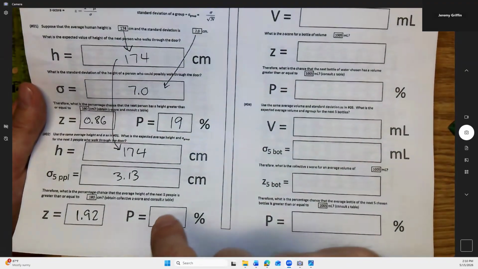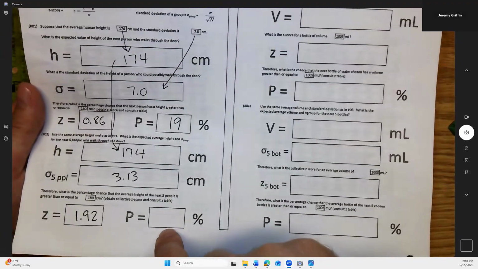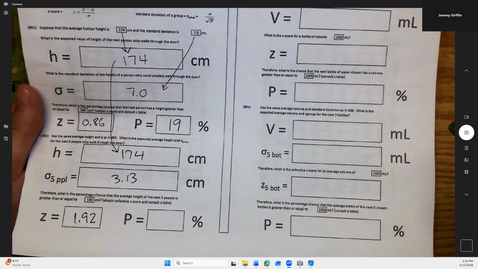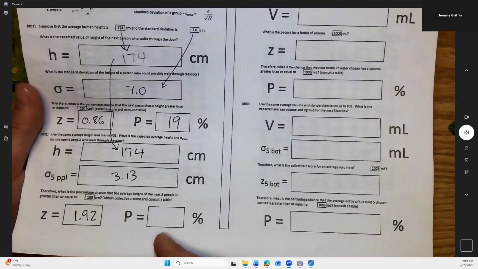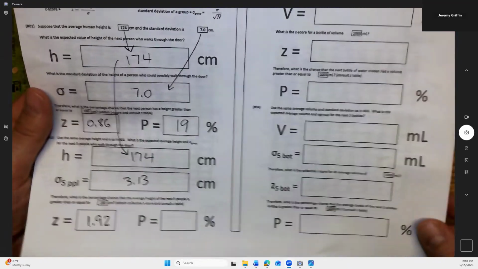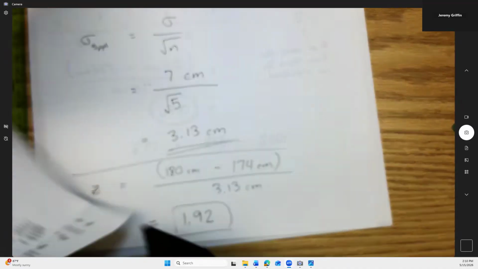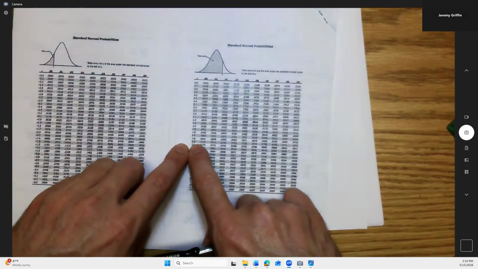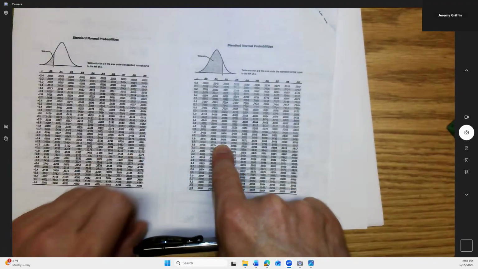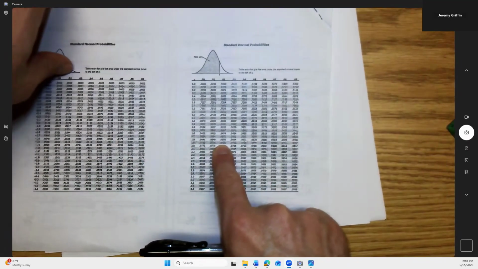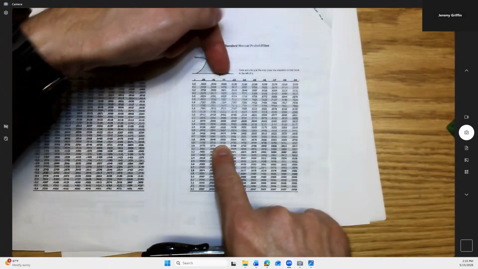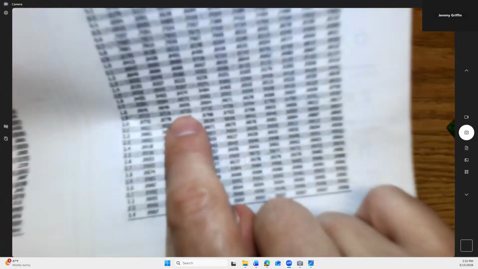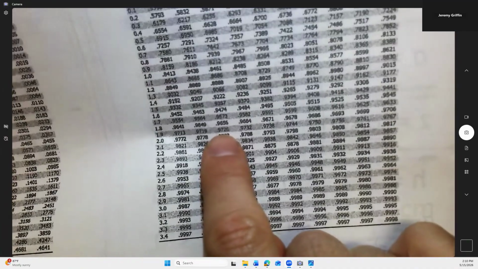Now, to seal the deal here, what's the likelihood that a group of 5 people are collectively very tall? I think this probability is going to be very small, but let's find out for sure. So I go to my Z table. I know my Z-score is 1.92. So here's 1.9, and then 2, so 1.92. I'm pointing at the probability right here. It says 0.9726. I'm going to round that to just 0.97, as in 97%.